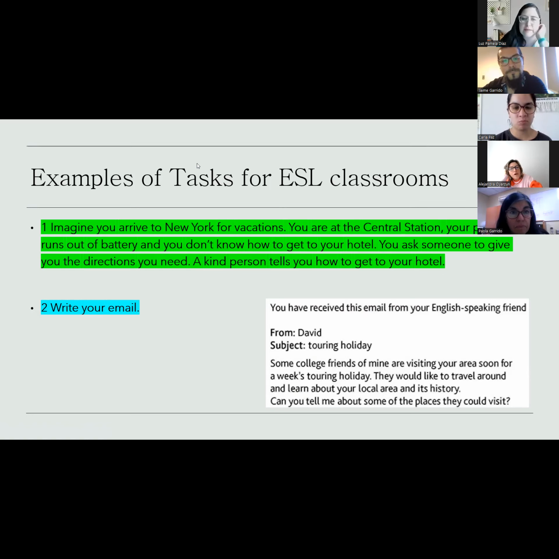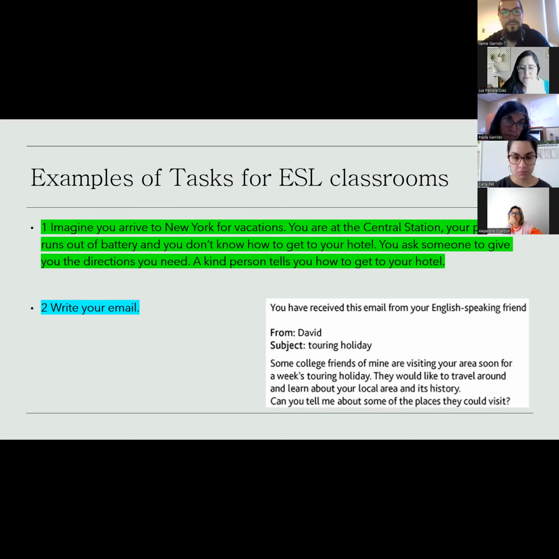Yes. From what you're saying, and from the previous slides, I'm thinking there is no specific language that we are asking students to use, because they're supposed to learn that in the pre-task. Am I right? Yeah, that is my suggestion. Well, it will depend on the type of students that you have.